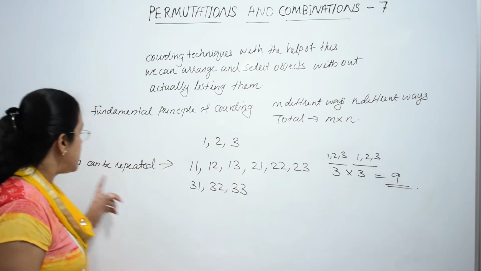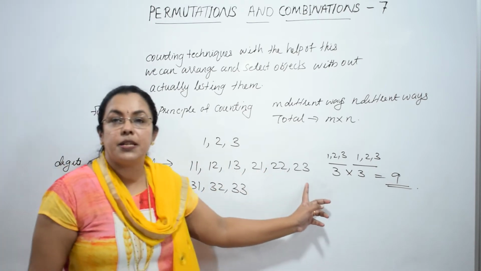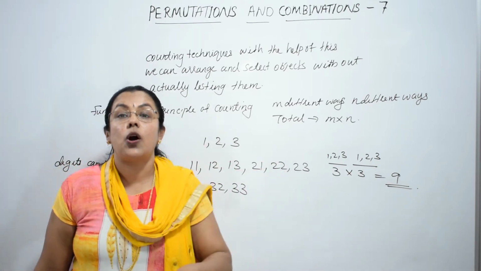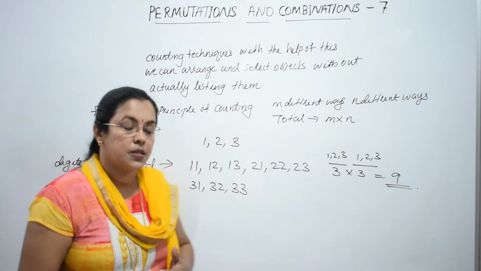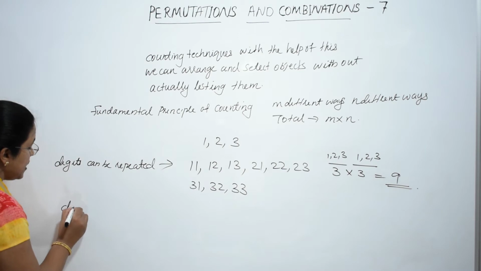Second case: here digits cannot be repeated. Suppose the digits cannot be repeated, then what is the possible number of numbers?